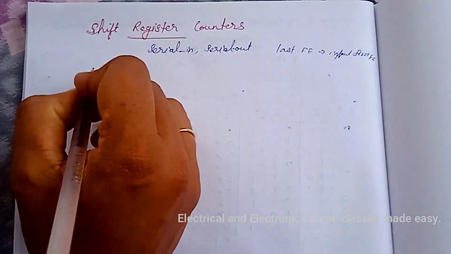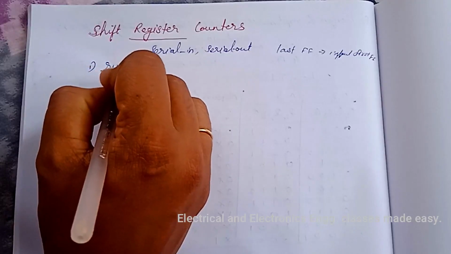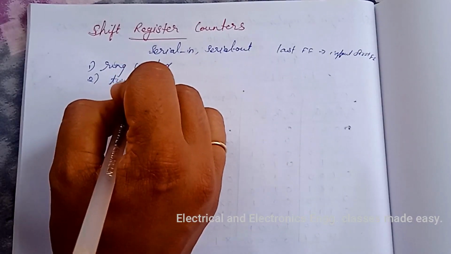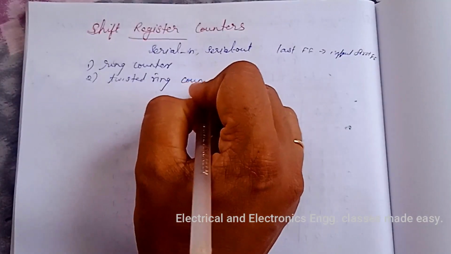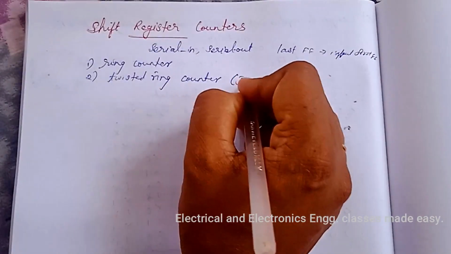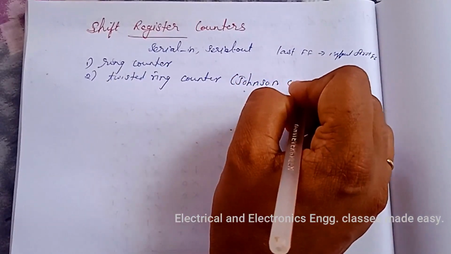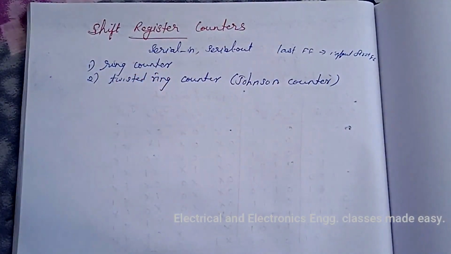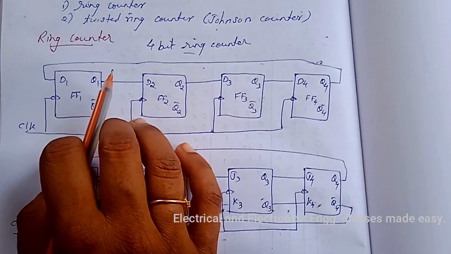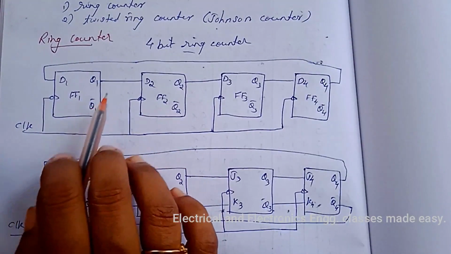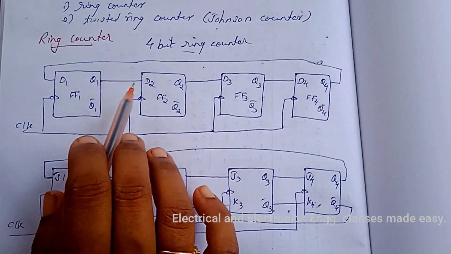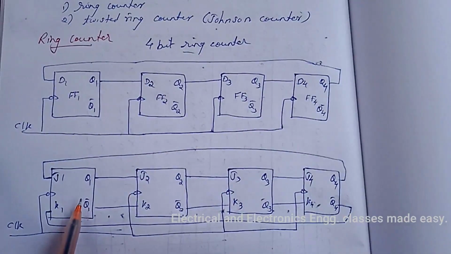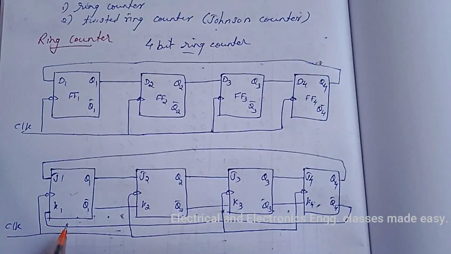The most widely used shift register counters are the ring counter and the twisted ring counter, also called Johnson counter. So these are the two types of shift register counters. Let us study about the ring counter. This is the basic or simplest shift register counter, and this is the ring counter using D flip-flop, and this is a 4-bit ring counter using JK flip-flop and D flip-flop.